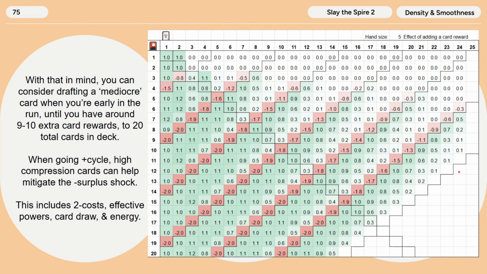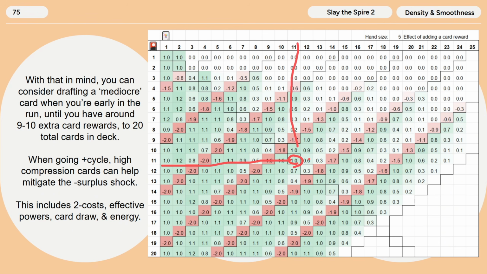What's the lesson here? Well, with that in mind, you can consider drafting a mediocre card when you're early in the run. You probably should just not click skip until you at least get past this diagonal. Don't click skip until you pass this diagonal. You probably don't want to click skip and just take mediocre cards until you're about here: 10 good cards, 10 bad cards. Or maybe with a Sender's Bane here, 11 good cards, 11 bad cards.